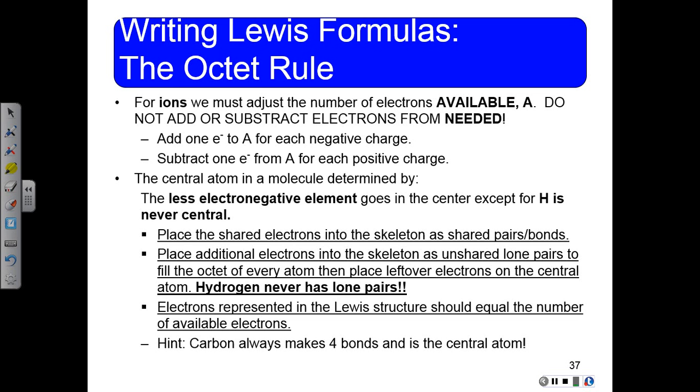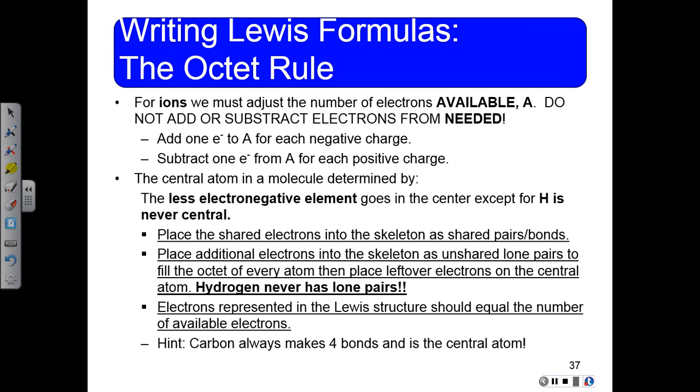Okay, so if you look at this second point, it says place additional electrons in the skeleton. Well, in the surrounding. Well, we know that we can't do that to hydrogen, right? I told you we cannot have lone pairs. Hydrogen wants one bond, so it's happy like it is.